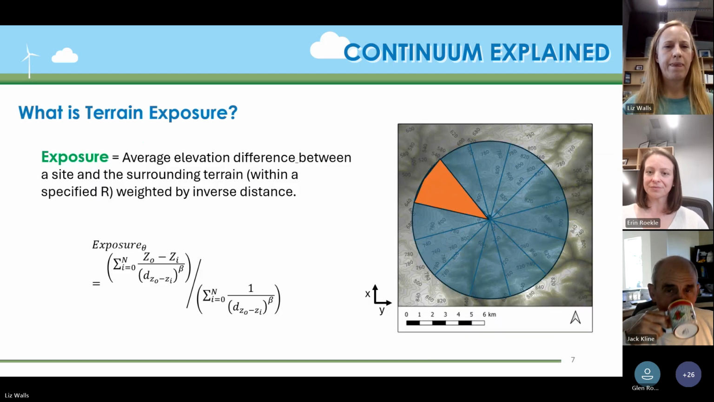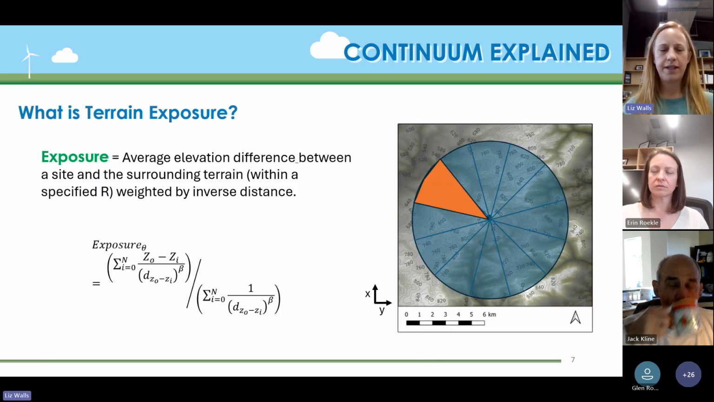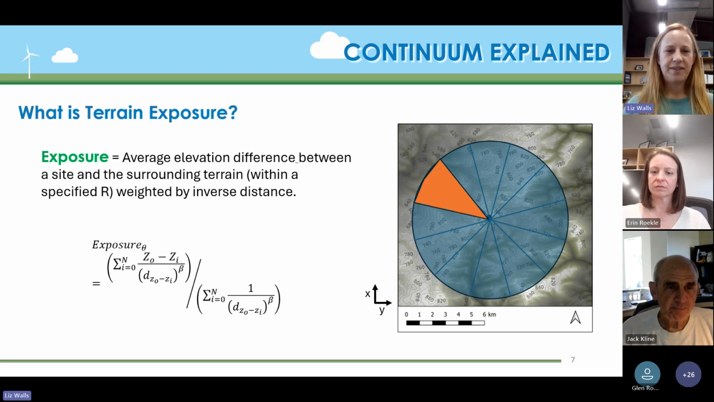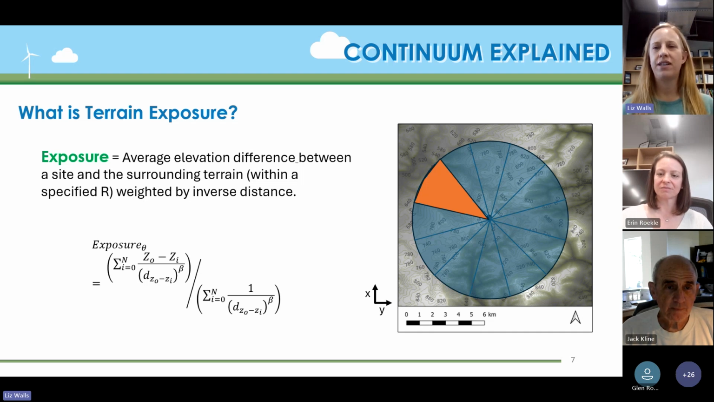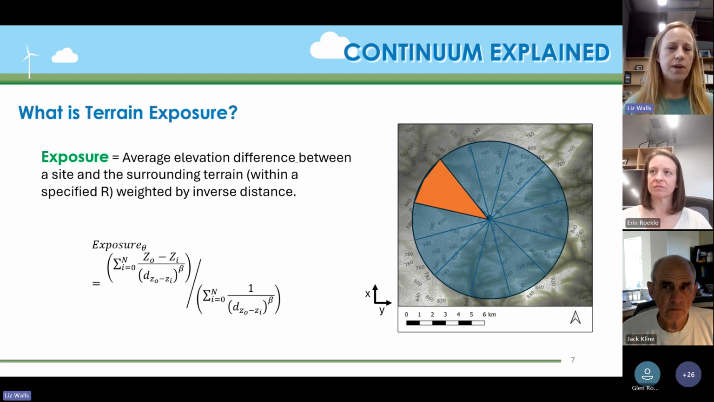Okay, so now what is terrain exposure? What is the definition of this term? Well, here it is. The definition of exposure is the average elevation difference between a site and the surrounding terrain within a specified radius weighted by the inverse distance. That may seem like a lot of words, but it's really not that complicated. Here's the equation shown here. Again, it's the elevation difference weighted by the inverse distance.